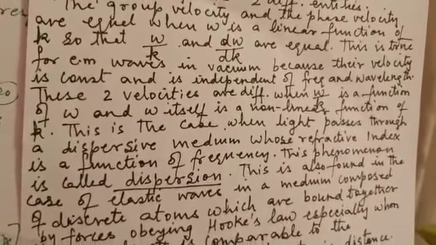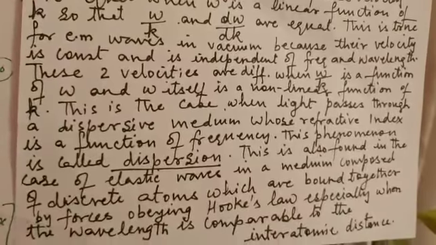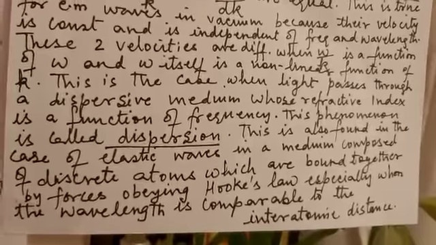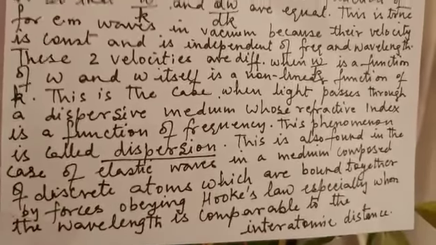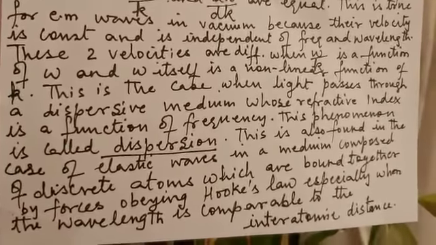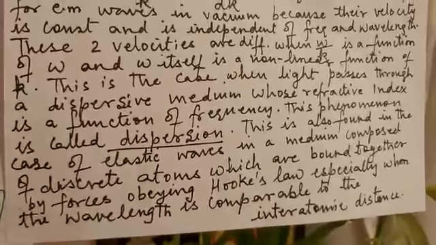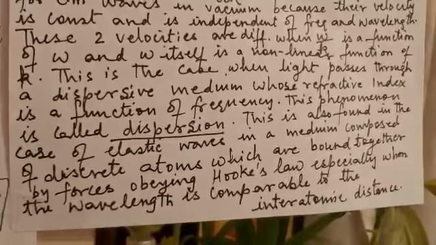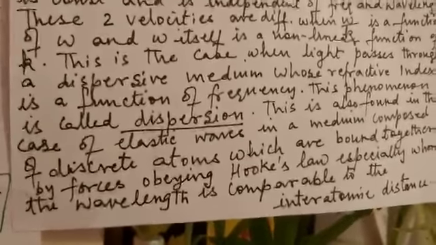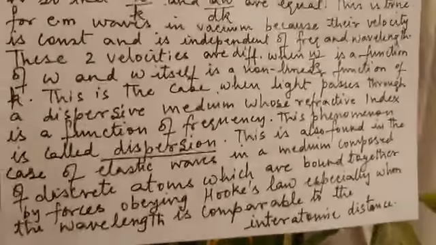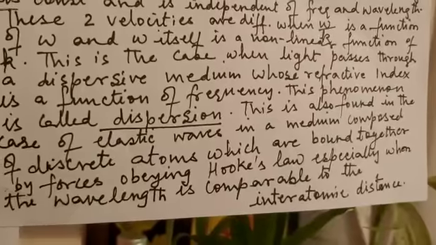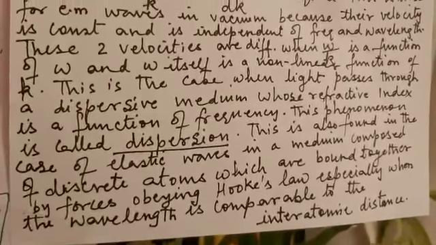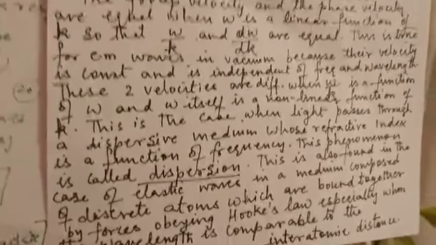These two velocities are different when ω is a function of k. This is the case when light passes through a dispersive medium whose refractive index is a function of frequency. This phenomenon is called dispersion. This is also found in the case of elastic waves in a medium composed of discrete atoms which are bound together by forces obeying Hooke's law, especially when the wavelength is comparable to the interatomic distance.